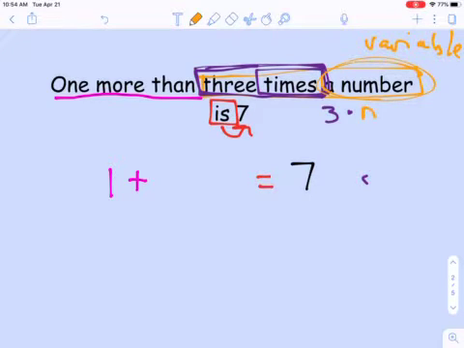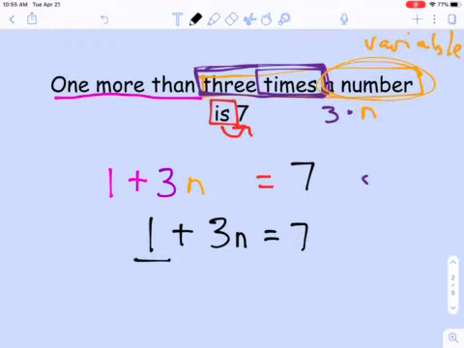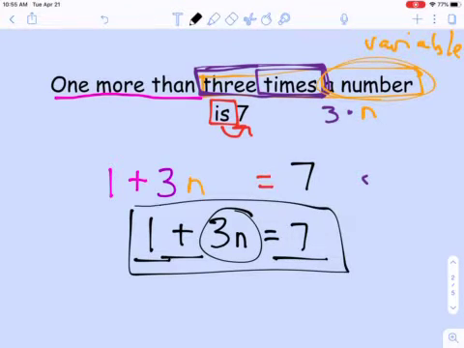So we can use n. So we're going to go through and we're going to put that in. Actually, let me put that in to keep that in the colors we're using. So 3 and then n. So you've got 1 plus 3n equals 7. And if we write this all in one normal color, 1 plus 3n equals 7. One more than, 1 plus 3 times a number is 7. So we are all good, and that is our finished product right there.